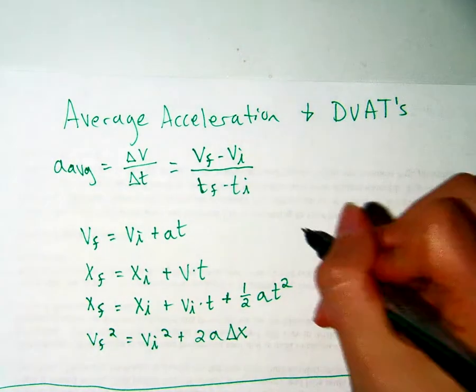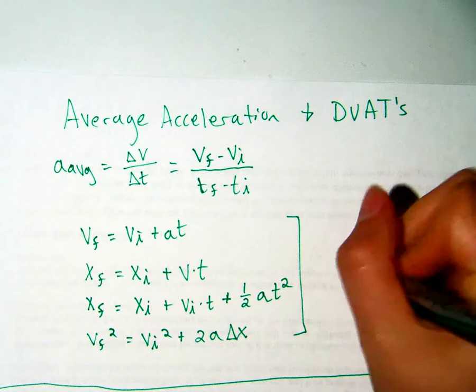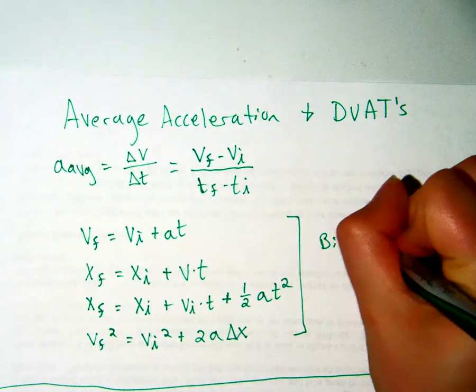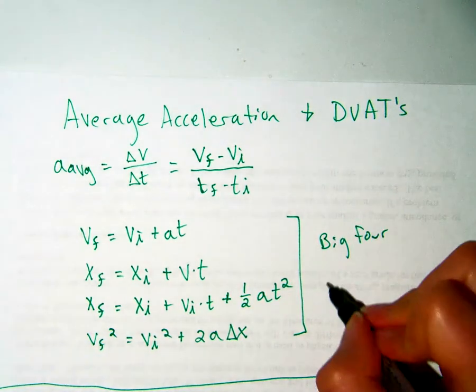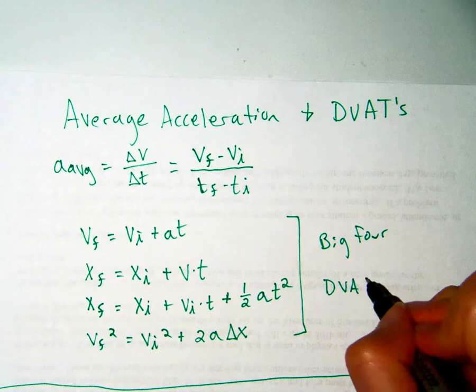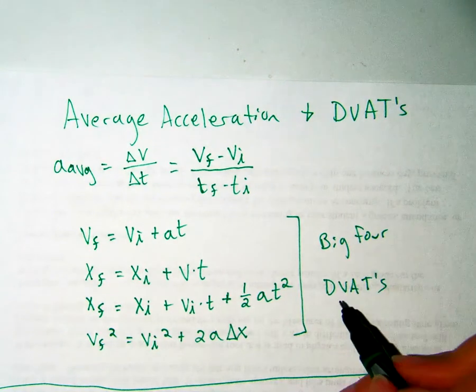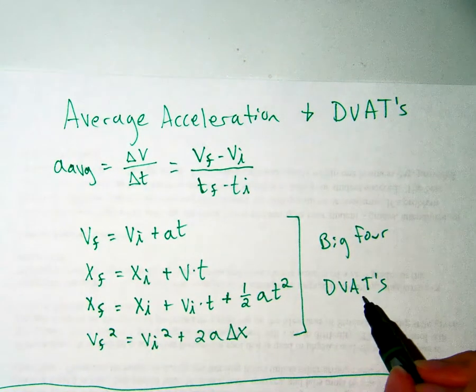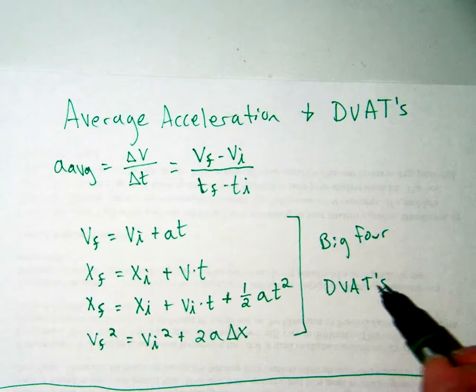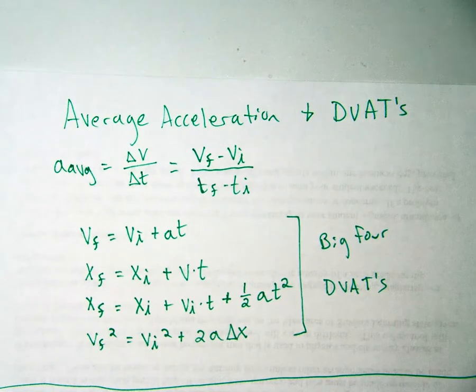Now these are what we call our big 4, or our DVATs. Now DVAT stands for distance, velocity, acceleration, and time, or displacement, distance or displacement, depending on the situation. What's great about these 4 formulas is that they can pretty much help us solve any motion problem in physics.